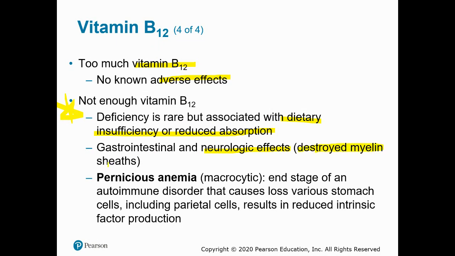Lack of B12 can actually lead to improper formation of that myelin sheath around our myelinated neurons. And you can also see gastrointestinal effects from B12 deficiency. So the B12 deficiency is also referred to as pernicious anemia. So this is again a macrocytic anemia.